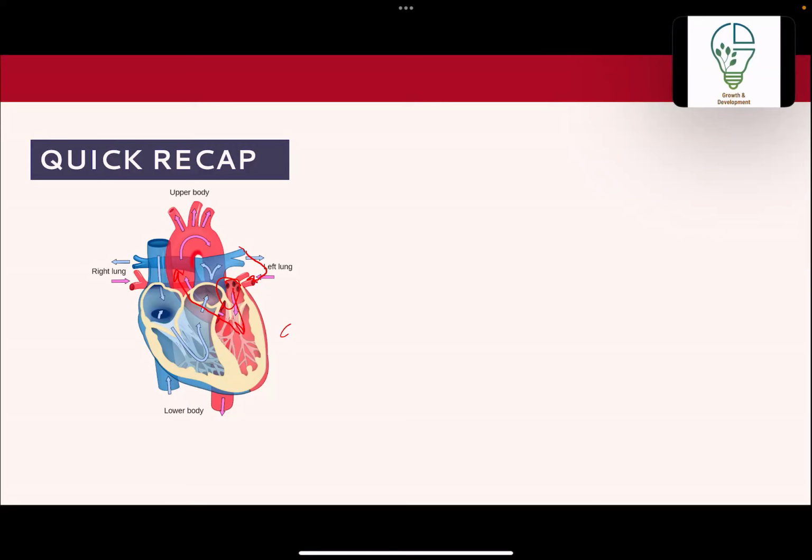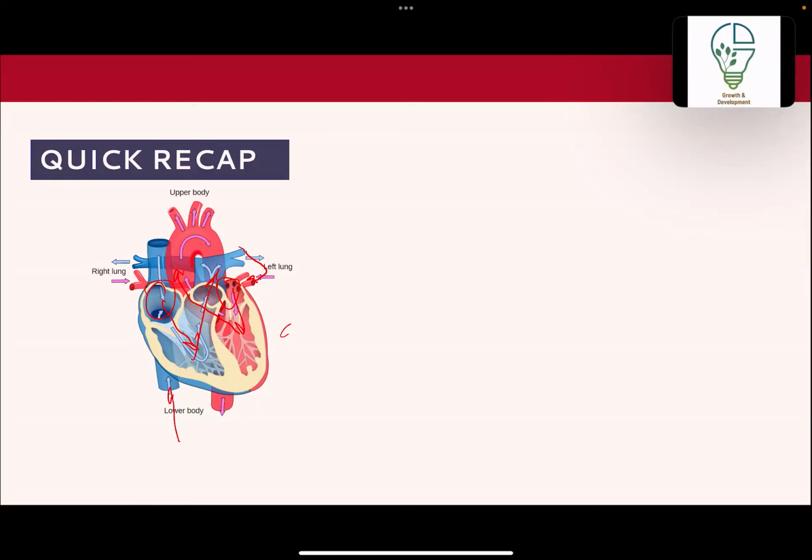Now, after the blood comes back, it comes through the venous system, and it goes through the vena cavas, the superior and inferior vena cavas, and it collects in the right atrium. When the right atrium is filled up, it contracts, pushing the blood into the right ventricle. And as soon as the right ventricle is filled up with this deoxygenated blood, it sends it back through the pulmonary artery to the lungs to get oxygenated.